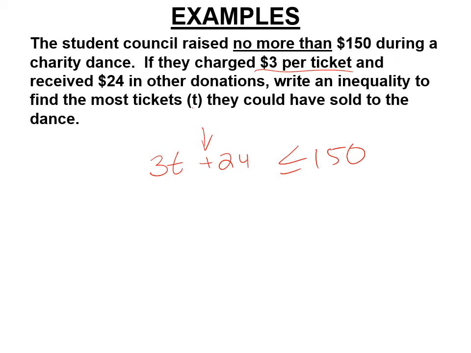So 3 times the amount of tickets plus the $24 we already received will tell us how much we raised. And we raised no more than $150, $150 or less. That's our inequality.